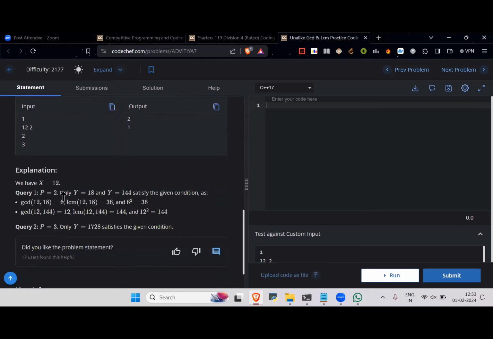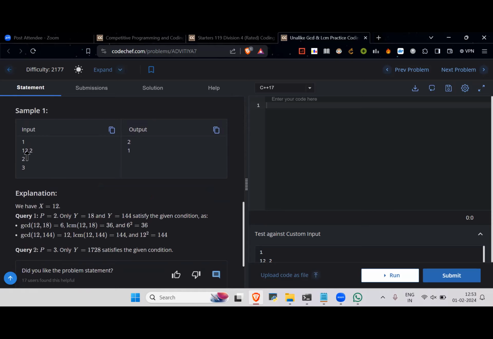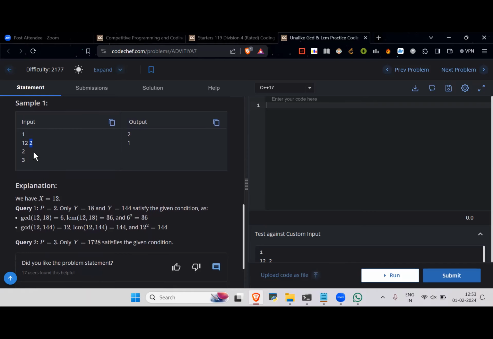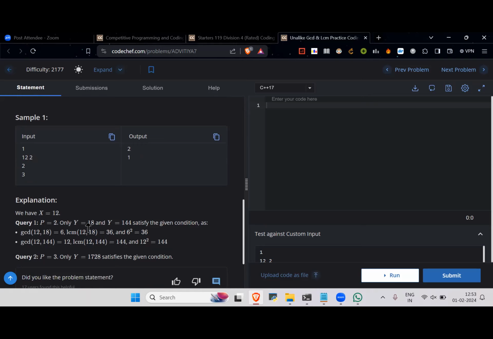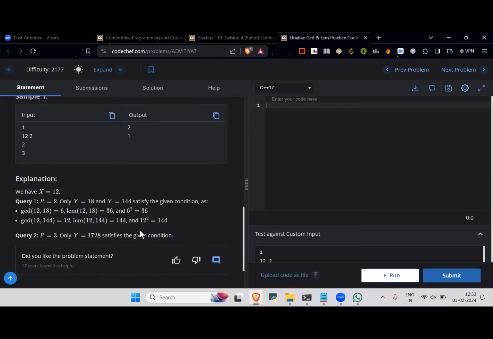In the sample test case, if you observe, the x value is 12 and the number of queries is 2, and this is the p value. So for 12 as the x value and 2 as the p value, the only two possible y values are 18 and 144. If you do these calculations, you will see that they satisfy the condition. That's how the sample works.